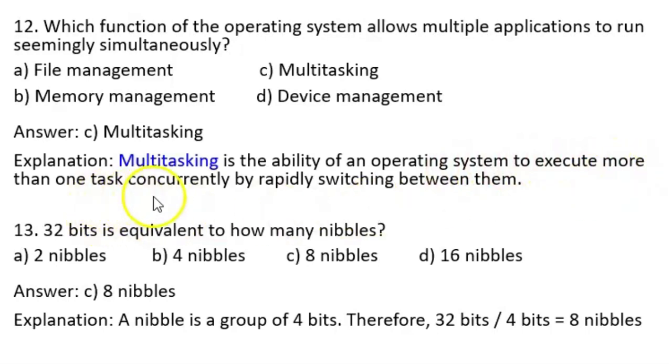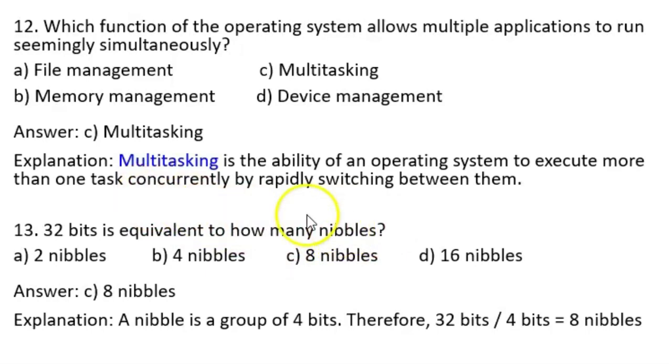Multitasking is when an operating system executes more than one task concurrently by rapidly switching between them. Question number 13. 32 bits is equivalent to how many nibbles?